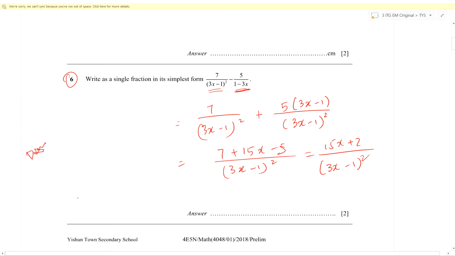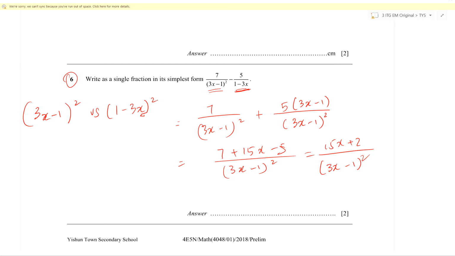Denominator, let's just look at the 3x minus 1 squared versus 1 minus 3x squared. Is there a difference in these two? Okay, sorry, let me write it right side up. 3x minus 1 is so irritating. Squared versus 1 minus 3x squared. Okay, got difference or not? Looks like there's a difference, right? But Jiao Hao says no difference.